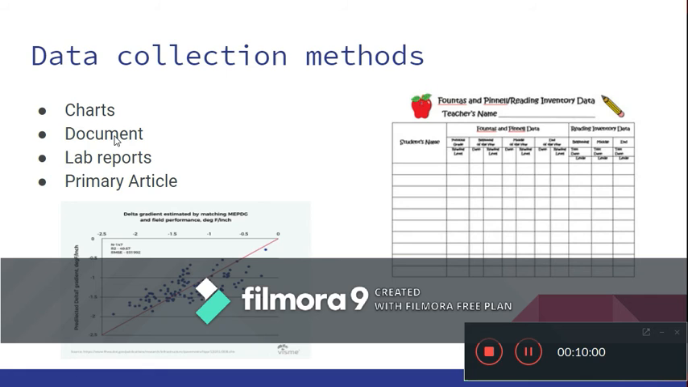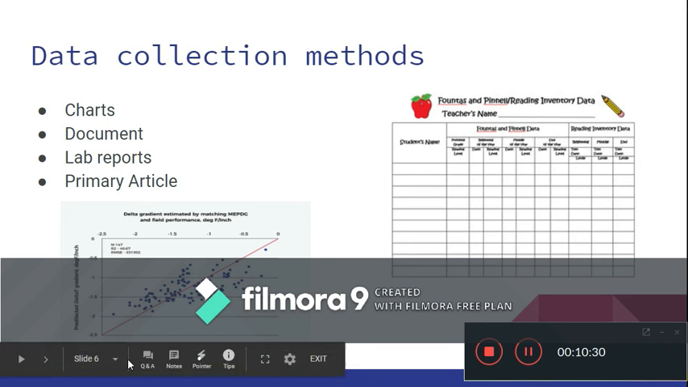Lab reports. Now, this is a very interesting one. I wrote a lab report pretty recently for chemistry class, and we take research on a lab that we've done or an experiment that we've presented, and we give a report on it. And then primary articles, similar to documents, however, primary articles specifically give an idea on a very specific topic.